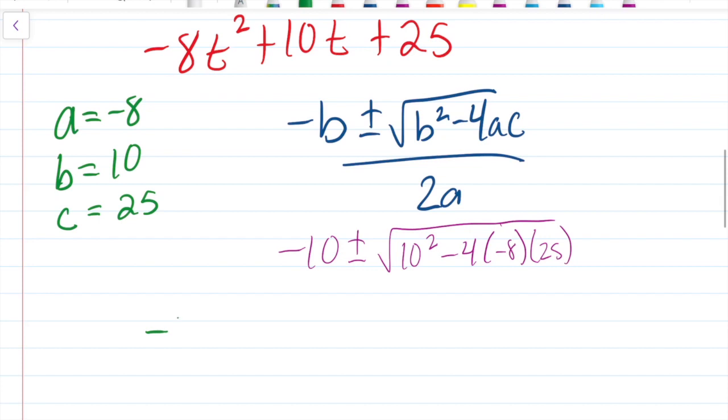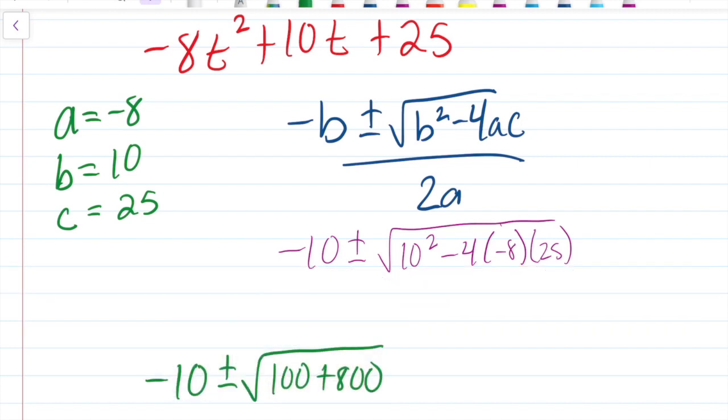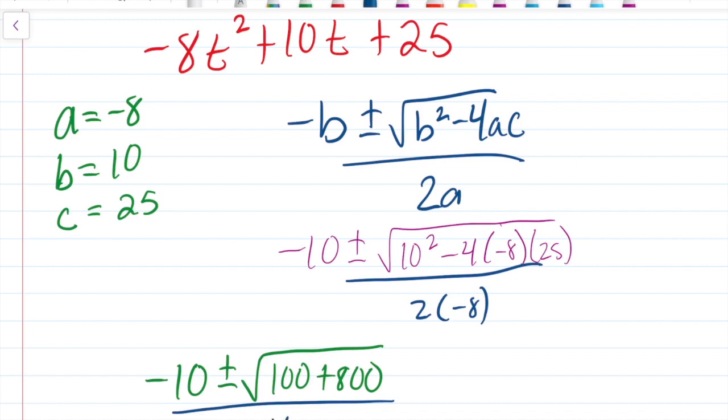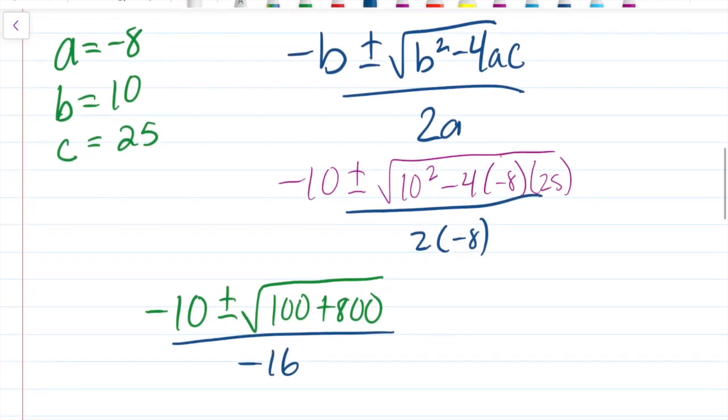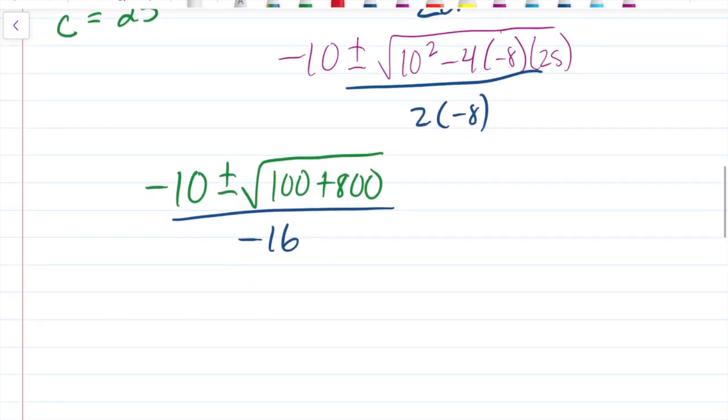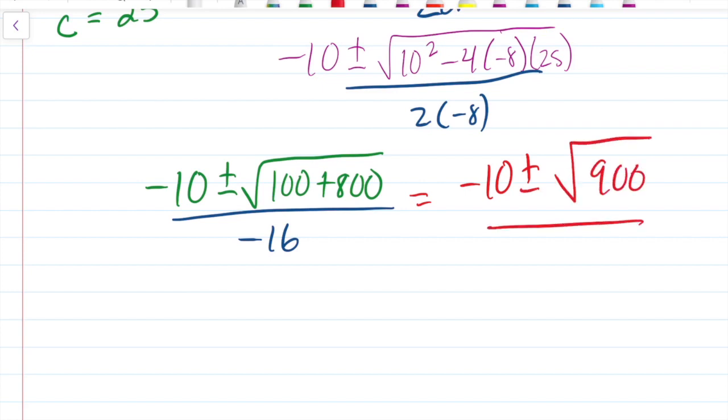So we have -10 plus or minus the square root of, well, 10 squared is 100. -4 times -8 is 32. And 32 times 25 is 800, right? And by the way, I did forget the bottom part of the formula, which was 2a, so 2 times -8. So at the bottom, we just have a -16. So far, so good. Let's simplify. We have -10 plus or minus the square root of 900 over -16.